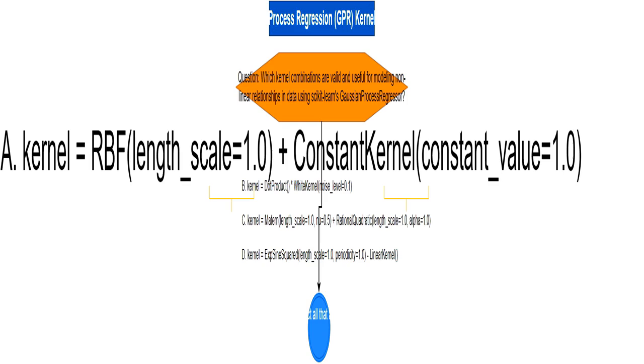Fun, right? This combines a radial basis function, RBF, kernel with a constant kernel. The RBF kernel models nonlinear relationships, while the constant kernel adds a constant bias term. This is a common and valid combination often used to improve the model fit. Think of it like adding a baseline to your data.